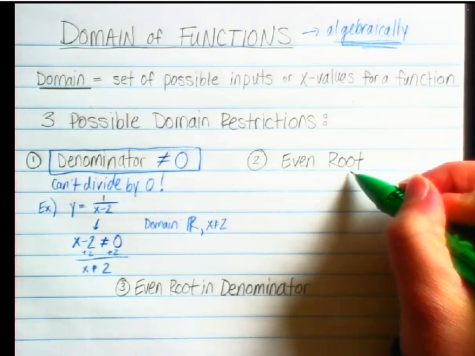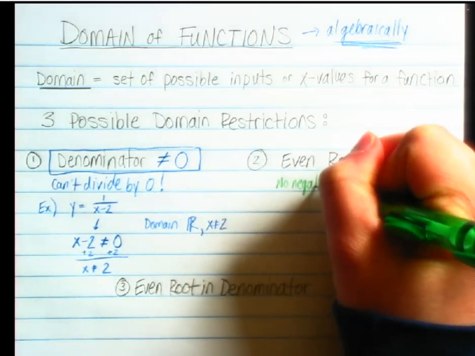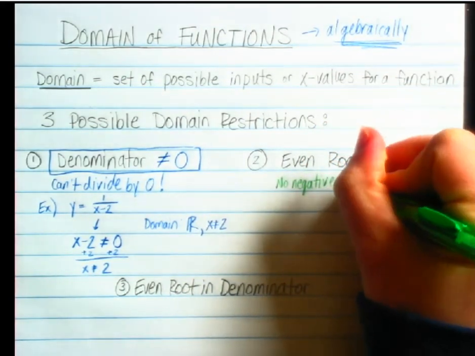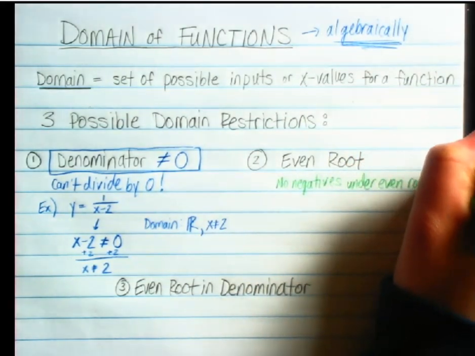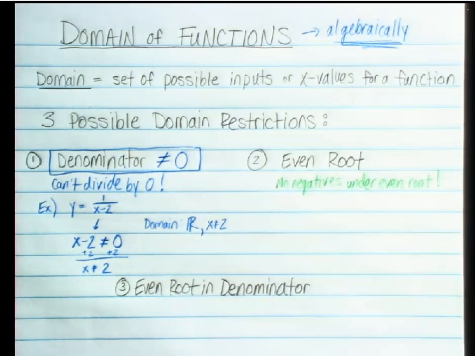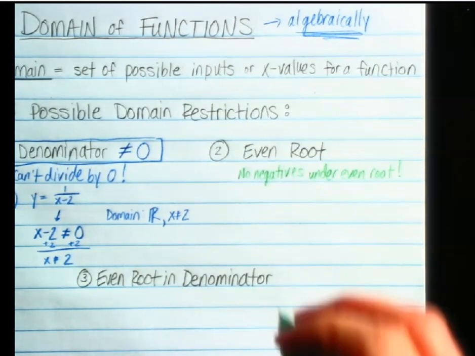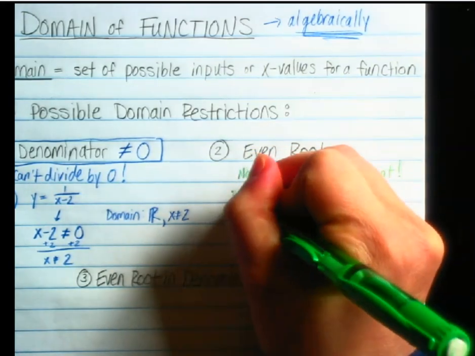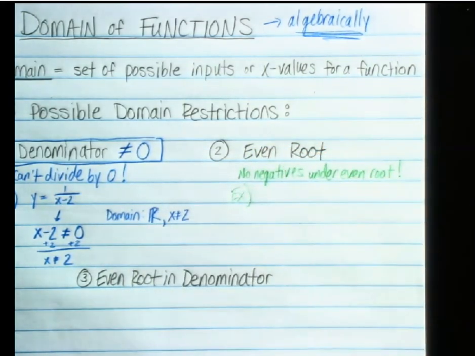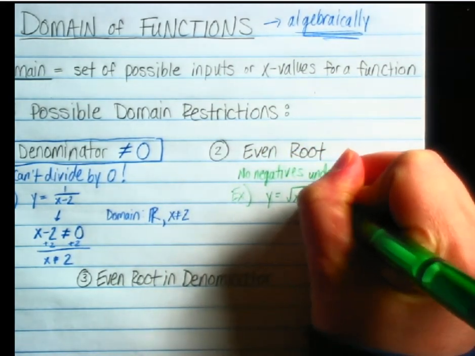Another domain restriction that we've learned about has to do with even roots. That's to say that you're not allowed to have negative numbers underneath an even root. So, no negatives under an even root. Let me move this over, hope you can see it better. For example, if we were to have this function, let's say y equals the square root of x plus 5.